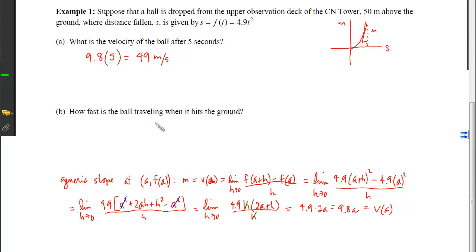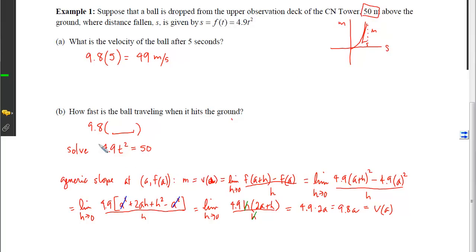Part B says, how fast is the ball traveling when it hits the ground? So in order to compute this one, we know it's going to be 9.8 times whatever time is required to hit the ground. So in order to find that time, I need to solve for when the position function equals the full distance that has fallen. So that's at the 50-meter mark.